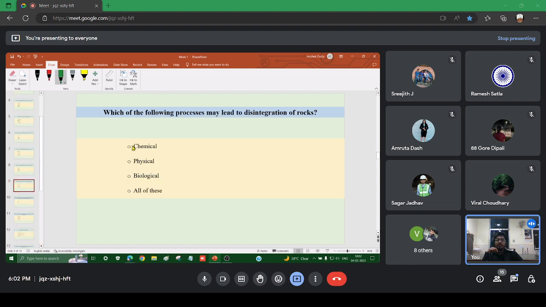This is also, I think, easy. Which of the following processes may lead to disintegration of rocks? All of this. Yes, all of this, because there can be chemical weathering, physical weathering, and also biological weathering. So the option is all of this.